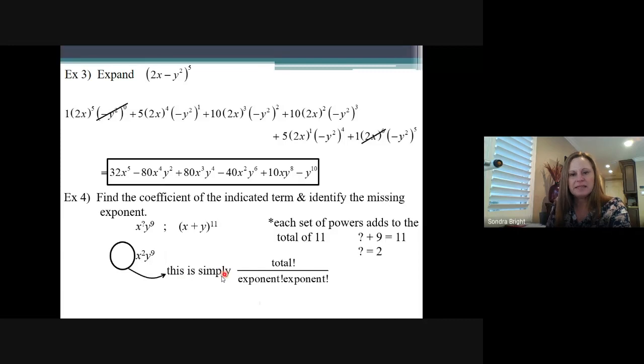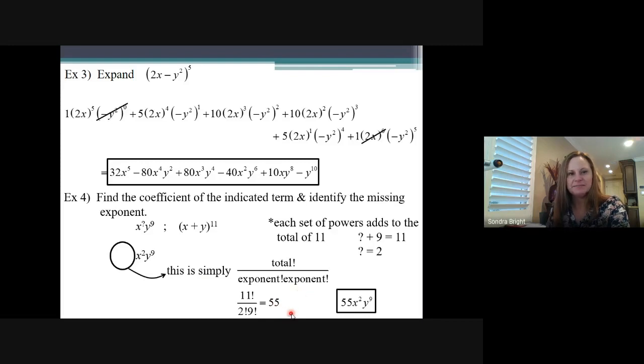And so it's 11 factorial over 2 factorial, 9 factorial, which when you put that in your calculator, you can either do 11 choose 2 or 11 choose 9, or if you are putting that in your calculator using the factorial, you better put parentheses around these bottom guys. Let your calculator know you're dividing by both 2 factorial and 9 factorial. All right, so my answer is 55x squared y to the 9th.